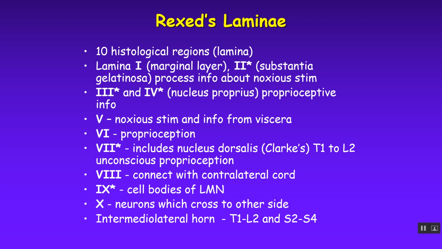And then we also have the intermediolateral horn, which is just those areas in T1 to L2 and S2 to S4 associated with autonomic function, with sympathetic and parasympathetic cells.